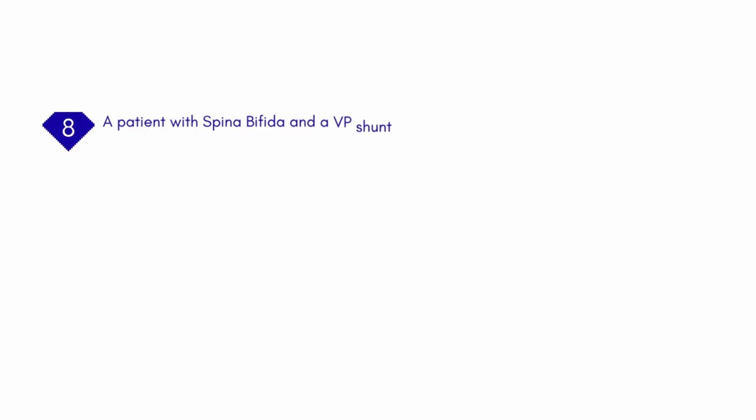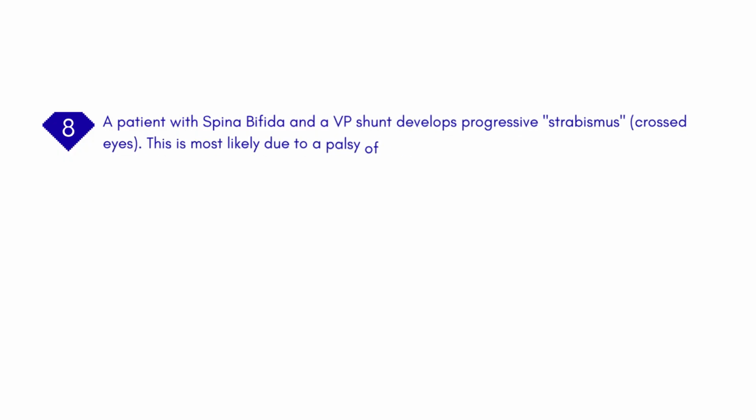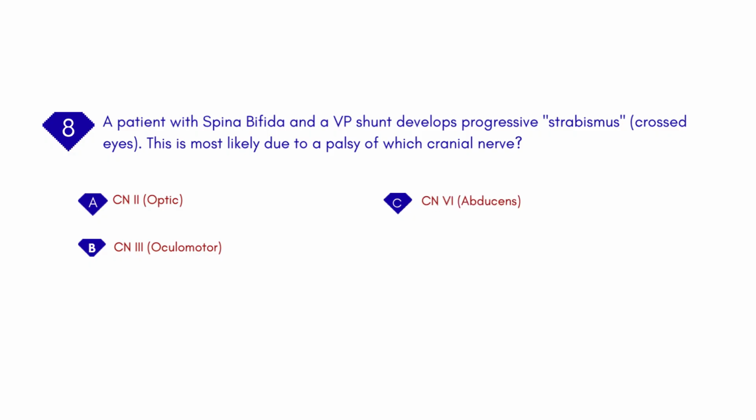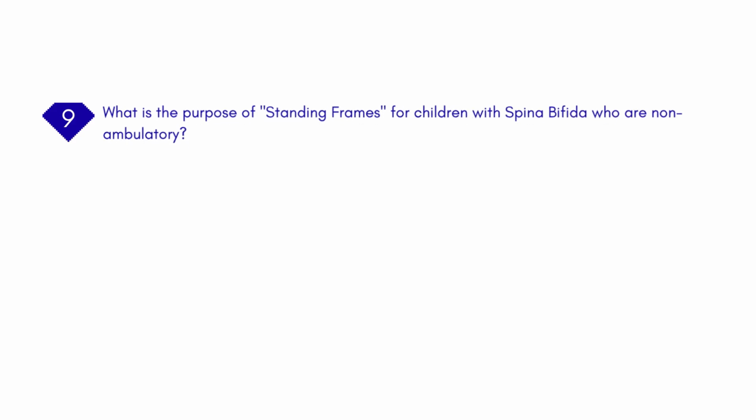A patient with spina bifida and a VP shunt develops progressive strabismus, crossed eyes. This is most likely due to a palsy of which cranial nerve? A. CN2, optic. B. CN3, oculomotor. C. CN6, abducens. D. CN8, vestibulocochlear. Answer: C. CN6, abducens.